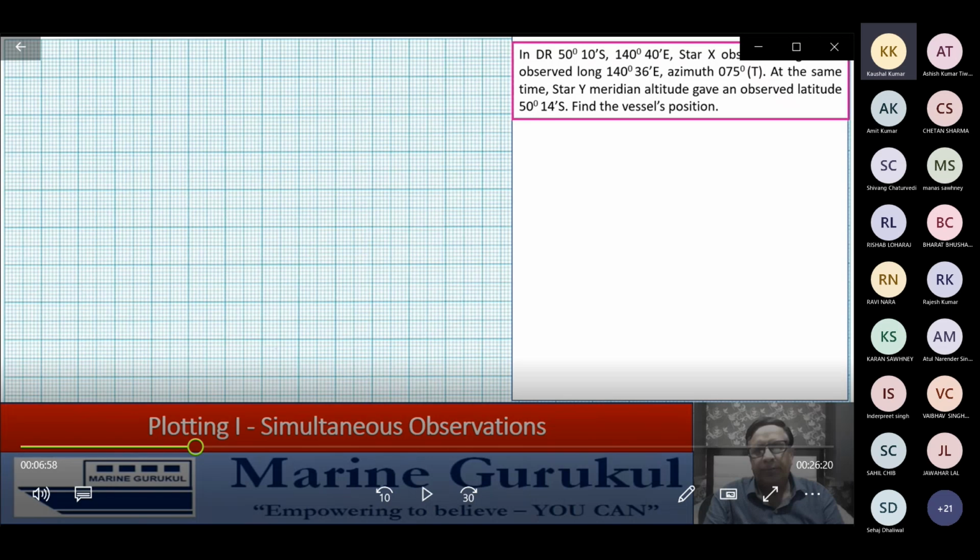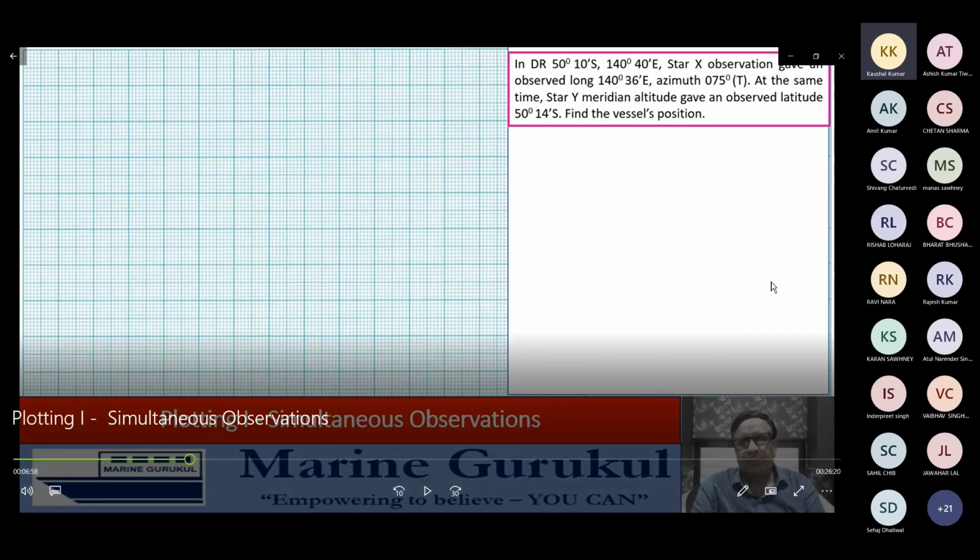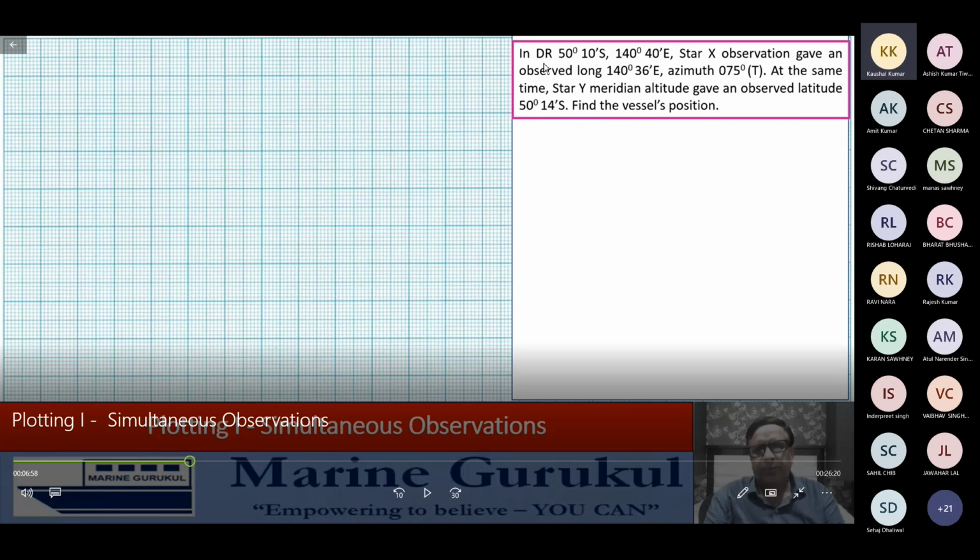You can see we have this question on the screen now. Let's try to understand and do this question. Now you see, in DR 50 degrees 10 minutes south, 140 degrees 40 minutes east, star X observation gave an observed long 140 36 east, azimuth 075. So you can see they have given us a long by chron information.